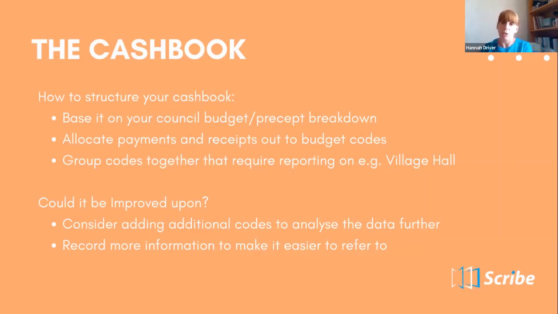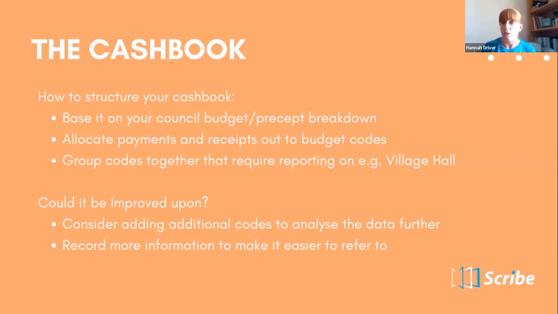And then they have a cash book, generally on a spreadsheet, that actually doesn't really bear any resemblance to the budget. So if there was a question about how much have we spent against this budget line, it's not immediately obvious. So if you've got a scenario like that, then you might want to start thinking about, do I need to change the structure? Do I need to record things in a different way? Obviously, you ideally want to allocate your payments and receipts out to your budget codes. Okay, you might want to group certain codes together so that if you have committees or certain sections that you want to report on, you can do so.